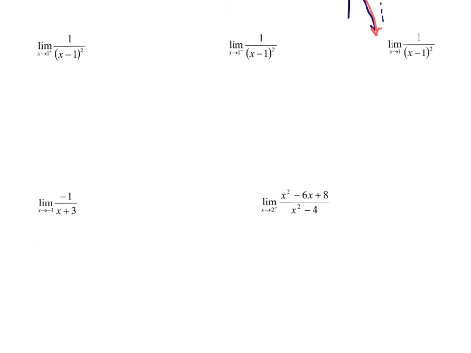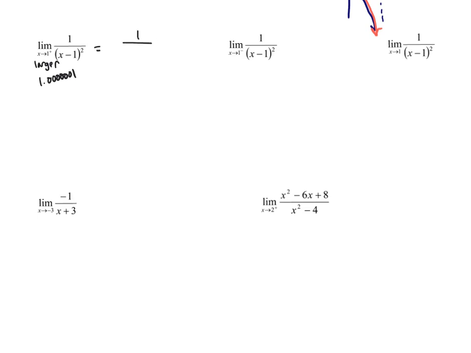Okay, let's go ahead and look at this one. So this one is 1 over x minus 1 squared. So slightly different, but let's do the same logic. So this is going to be slightly larger than 1, so maybe 1.000001. So when I subtract it, 1.000001 minus 1 is something really small.